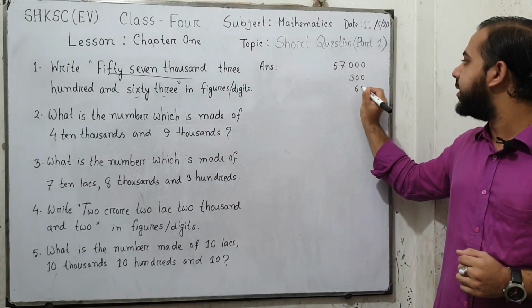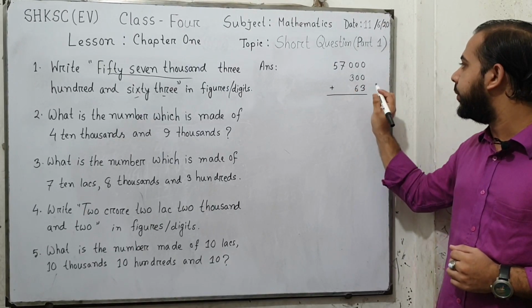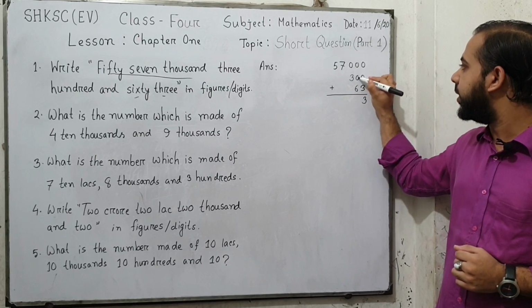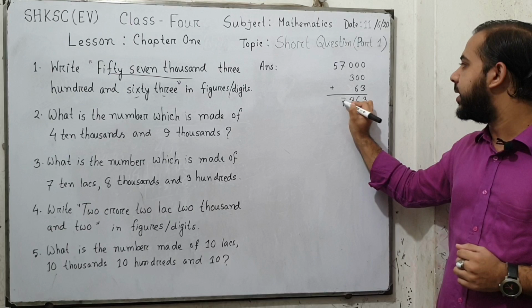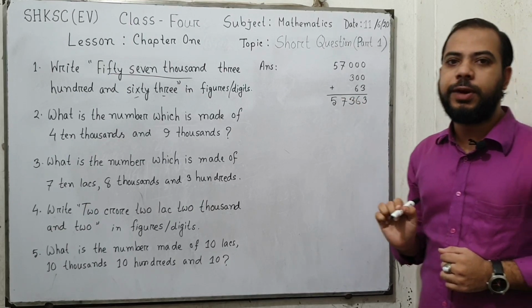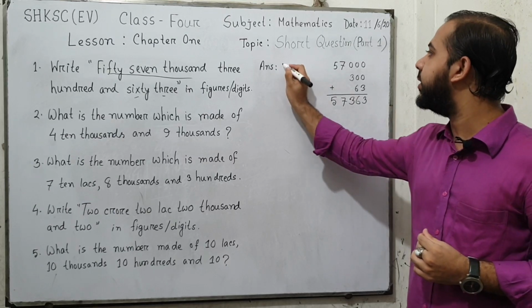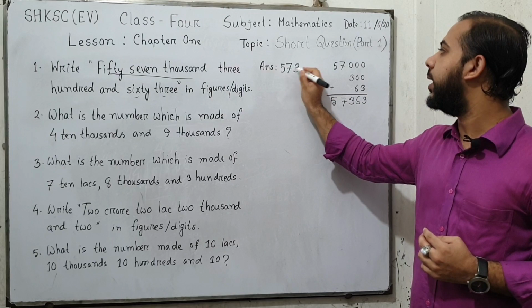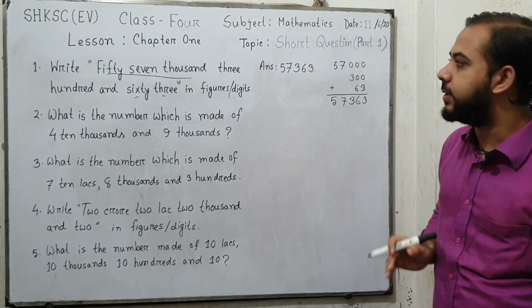So here 63. Now if we add these three numbers, we will get 0 plus 0 plus 3 equal to 3, 0 plus 0 plus 6 equal to 6, 0 plus 3 will be 3, and then here will be 7, here will be 5. So the final answer is 57,363. So we write the final answer here, 57,363. It will be our first answer.